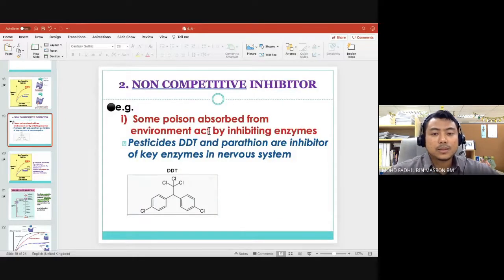So example here, some poison absorbed from environment act by inhibiting enzymes. Contohnya pesticides DDT and parathion are inhibitors of key enzymes in nervous system. So sebab tu pesticide DDT dan parathion ni dia agak dangerous lah even to human lah, daripada side effect juga. But how they work is that dia akan affect nervous system of the pesticide. Pesticide tu serangga lah. Okay.